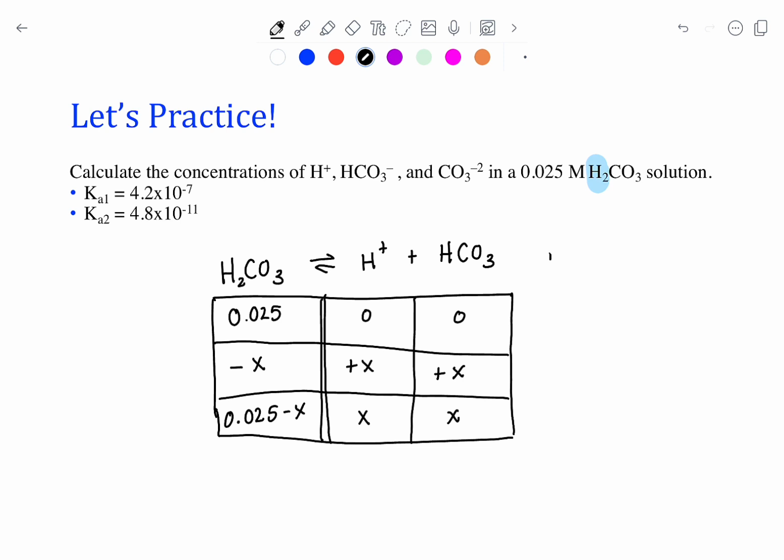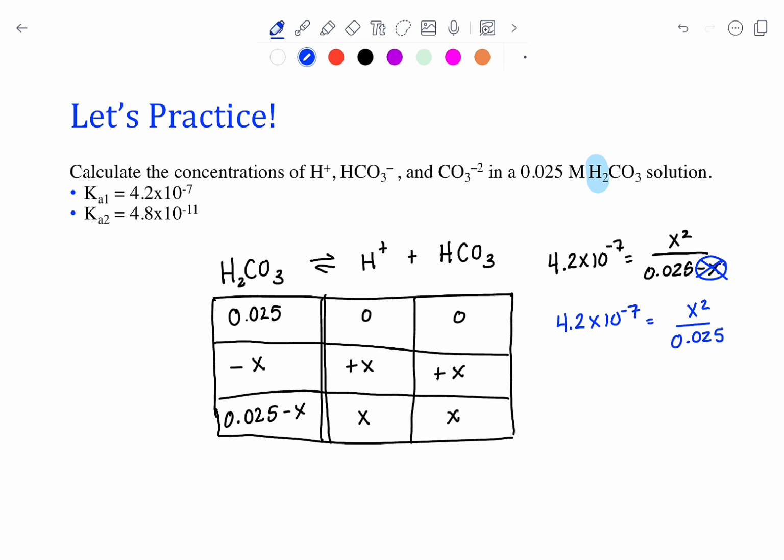So we have Ka, which is 4.2 times 10 to the minus 7, is equal to x squared over 0.025 minus x. Because our Ka is small, right, it's 4.2 times 10 to the minus 7, we can see that x as negligible. So that makes solving for our x here a lot easier. So we're going to have 4.2 times 10 to the minus 7 is equal to x squared over 0.025.